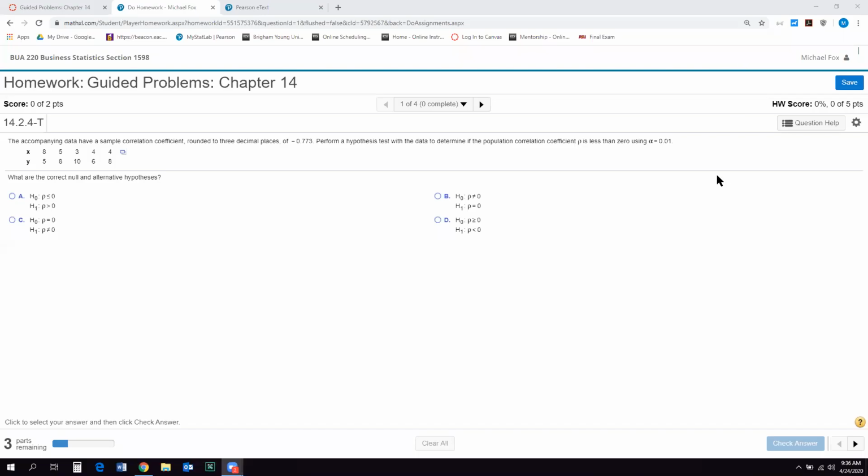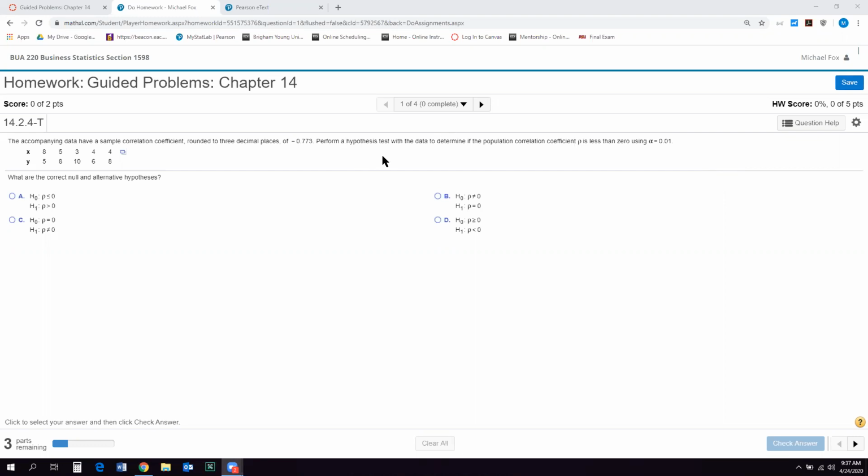All right, so the accompanying data have a sample correlation coefficient, rounded to 3 decimal places. Perform a hypothesis test with the data to determine if the population correlation coefficient is less than 0, using an alpha of 0.01. So the first thing they want us to do is figure out our null and alternative hypotheses.